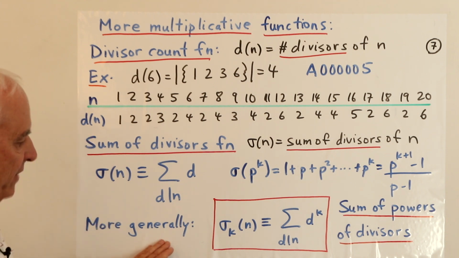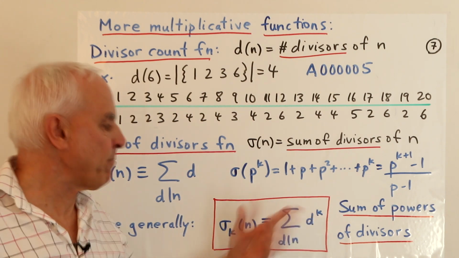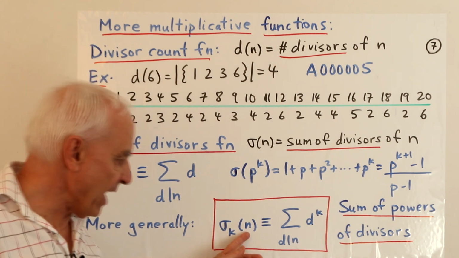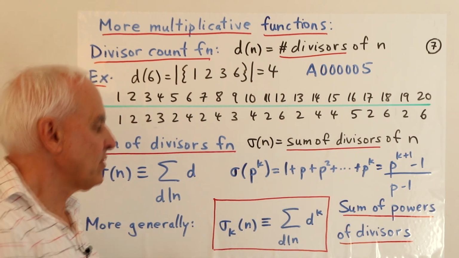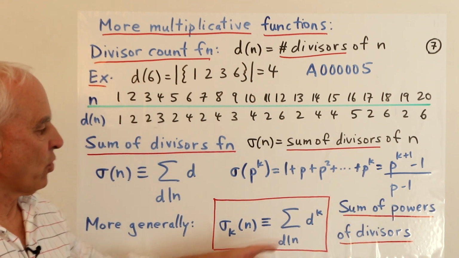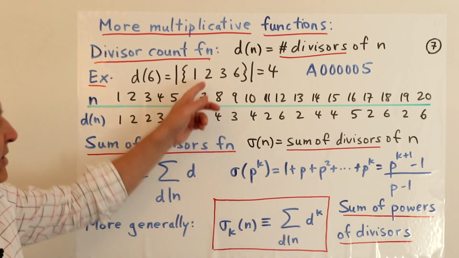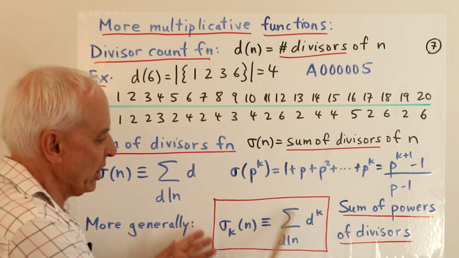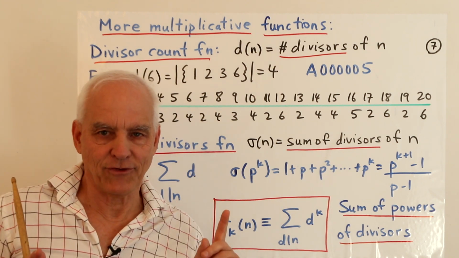And there's a variant to that. Somewhat more generally, we can also look at the sum of the kth powers of the divisors of n. So sigma sub k of n is the sum over all d dividing n of d to the k. So sum of powers of divisors. So when k is 0, well, then you're just counting them, okay, and that's really this one here. And when k is 1, then you're just taking the ordinary sum, that's this one here. So this is a generalization of these other ones. These are all multiplicative functions, okay?